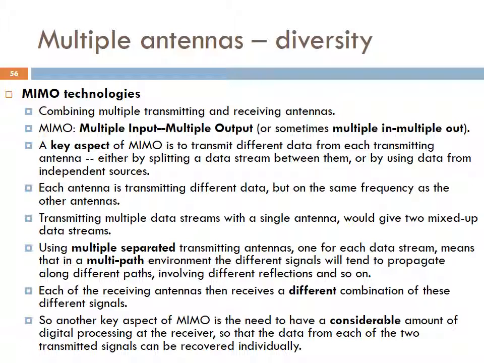Transmitting multiple data streams with a single antenna would give two mixed up data streams. Using multiple separated transmitting antennas, one for each data stream, means that in a multipath environment the different signals will tend to propagate along different paths involving different reflections and so on. Each of the receiving antennas then receives a different combination of these different signals. So another key aspect of MIMO is the need to have a considerable amount of digital processing at the receiver so that the data from each of the two transmitted signals can be recovered individually.